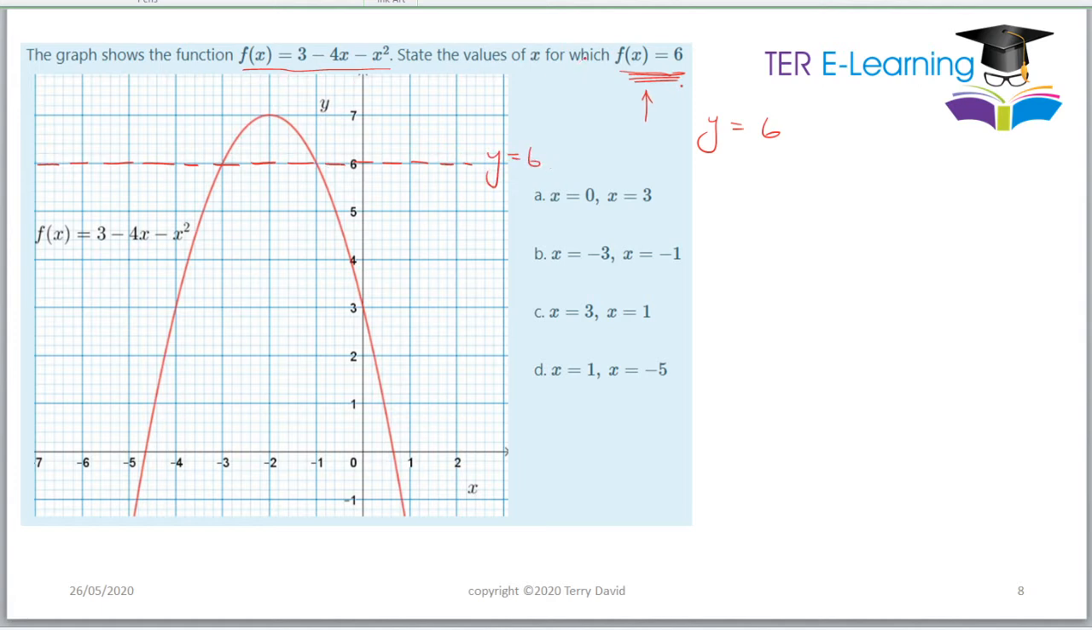So therefore, where does the graph cut that line? It cuts at this point here, which is minus 3, and it also cuts at this point here, which is minus 1. So the answers we're looking for are x equal to minus 3 and x equal to minus 1. So these are my two solutions to the question f of x equal to 6. So in this particular case, the answer is B. All right, let's move on to the next question.